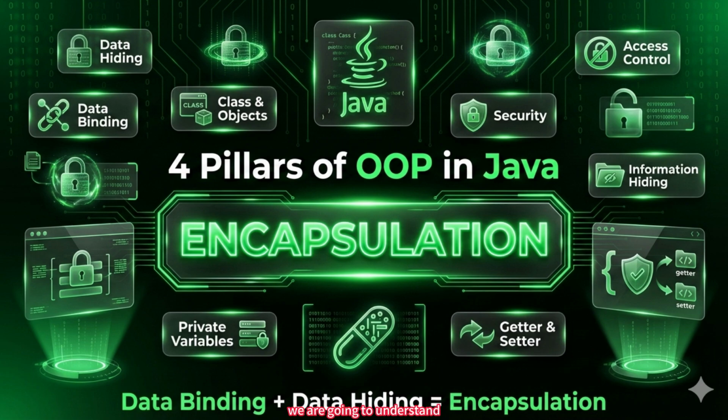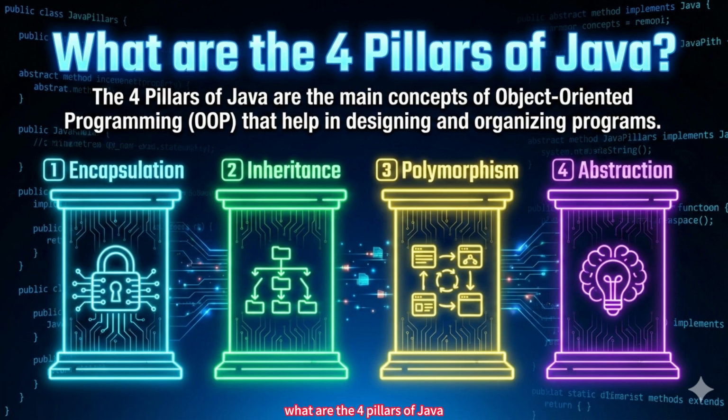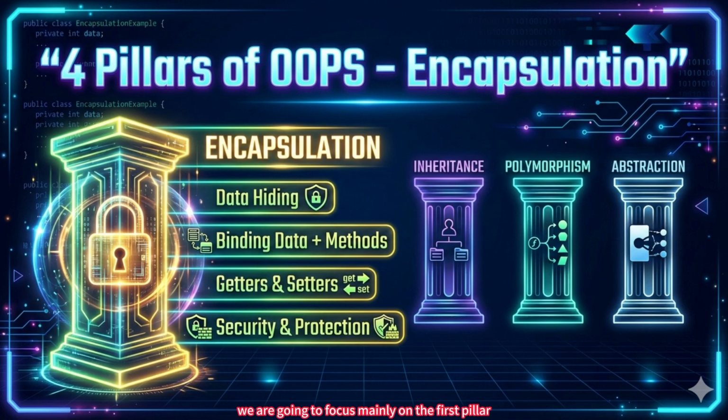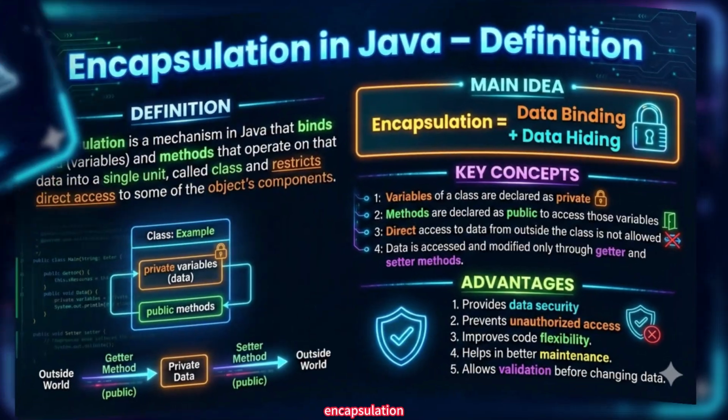In this video, we are going to understand one of the most important concepts in Java: the 4 pillars of Java. What are the 4 pillars of Java? The 4 pillars of Java are the 4 main concepts of object-oriented programming, also called OOP concepts, that help us to design and organize programs in a better and structured way. These 4 pillars are encapsulation, inheritance, polymorphism, abstraction. In this video, we are going to focus mainly on the first pillar, encapsulation.